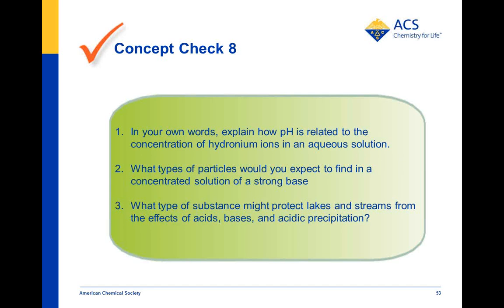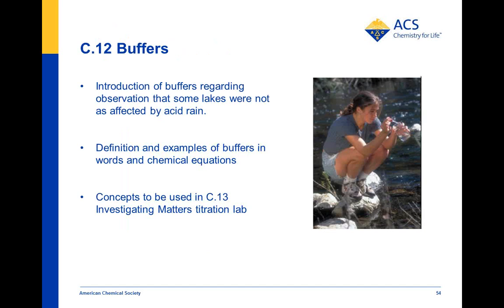What can we do for lakes and streams, and what do some lakes and streams have that will help protect them? So that moves us into the concept of buffers. And so we introduced buffers, that some lakes were not as affected by the acid rain. And what was it about those lakes that kept them from being so affected by acid rain?